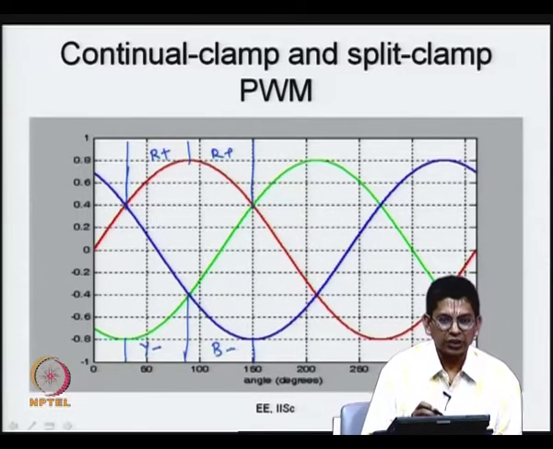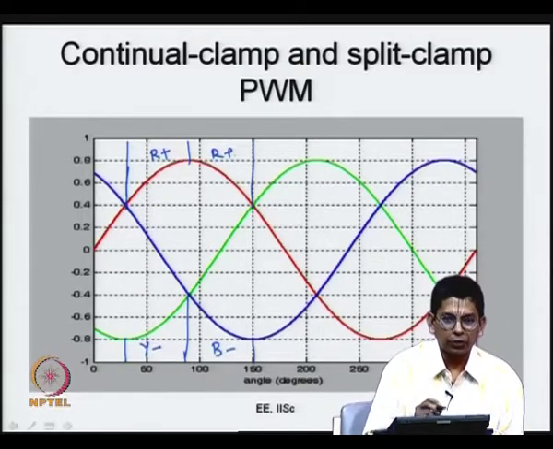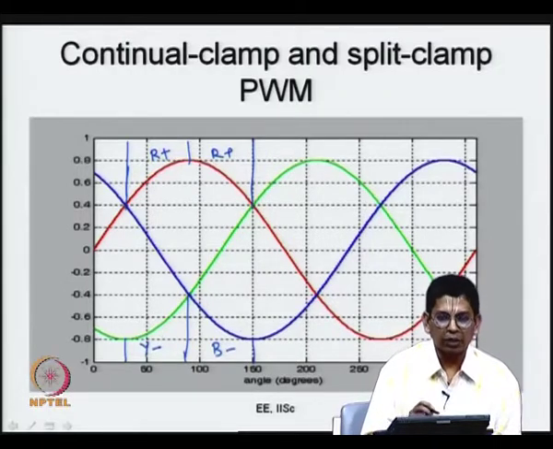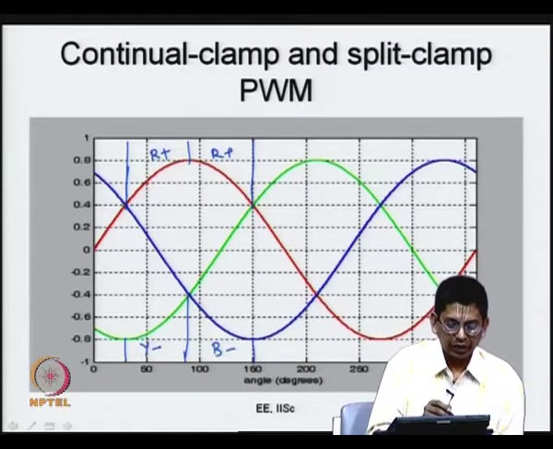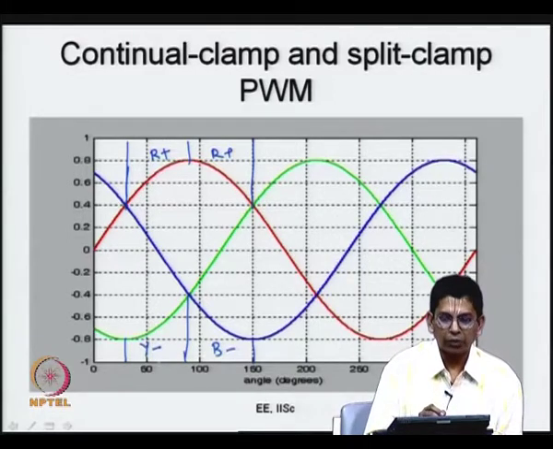So, you have the situation where the most positive can be clamped to the positive bus and the most negative can be clamped to the negative bus. So, if you take this 30 to 90 degree duration, R can be clamped to the positive bus or Y can be clamped to the negative bus.